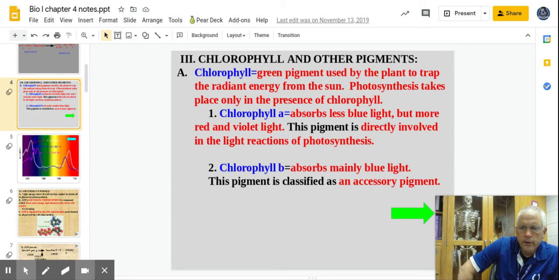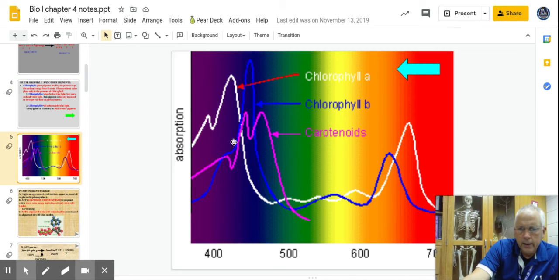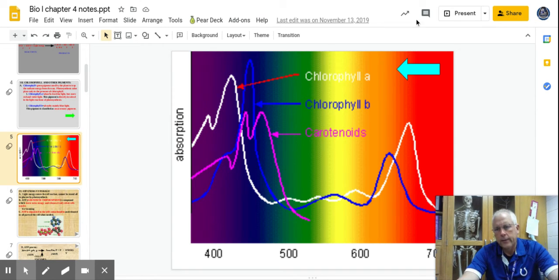Okay. Chlorophyll B absorbs mainly blue light. Now, chlorophyll B is just an accessory. It cannot do photosynthesis by itself, okay? And you can see there's where we're absorbing all that energy, a little bit here, mostly in the blue. That's why we don't have blue and purple trees, because they're taking in that light and using it for photosynthesis.